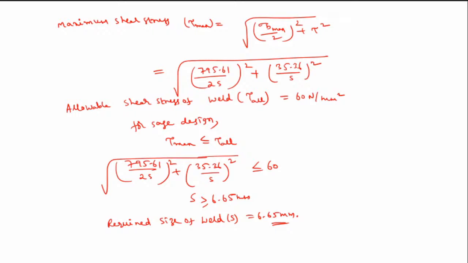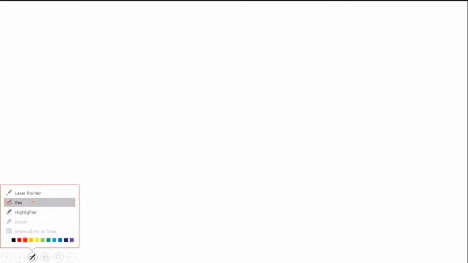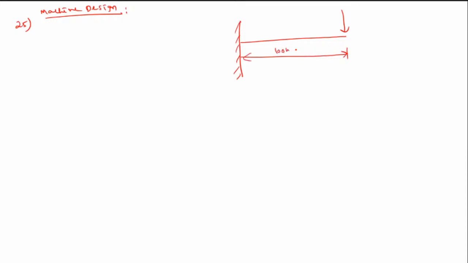Okay, so that is about this design question, and one more design question we'll solve. This is regarding the second chapter, design for fatigue loading, a machine design question again. The length of the beam is around 100 mm, and the load is varying from 800 newtons to 1600 newtons. The cross-sectional area of this beam is 12 by 20.